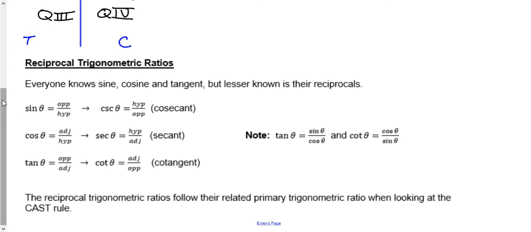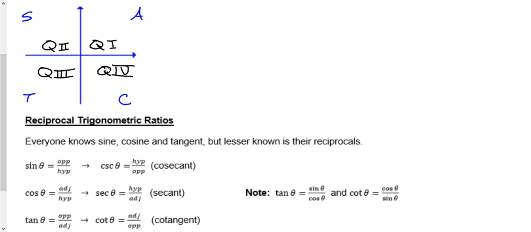So what does that mean? That means that wherever your primary trig ratios are positive, your reciprocals will also be positive there. If tangent's positive in quadrant 3, cotangent will be positive here. If cosine is positive here, secant will be positive here, and vice versa.